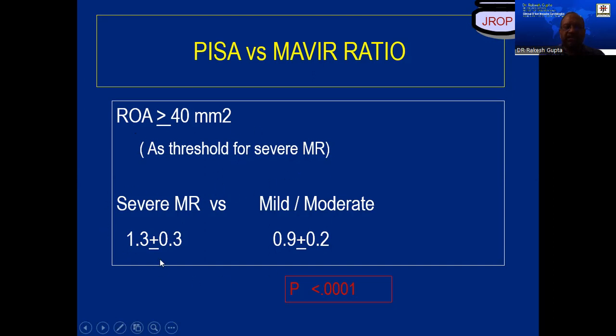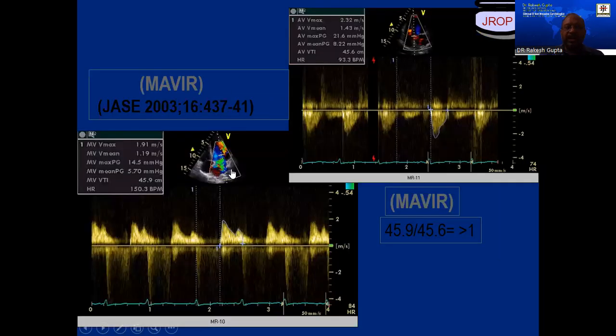And this correlates very well with this MAVIR, where the severe MR is 1.3 plus minus 0.3, and mild and moderate is 1.9 plus minus 2. And we normally keep a cutoff of 1 as a ratio. So whenever we have this MAVIR, mitral aortic velocity integral ratio, more than 1, it is considered as severe.